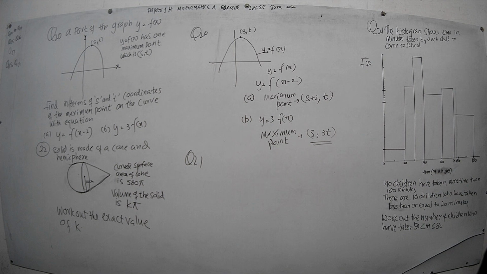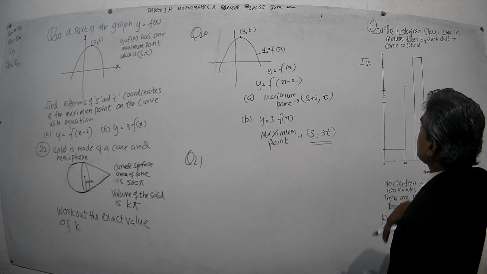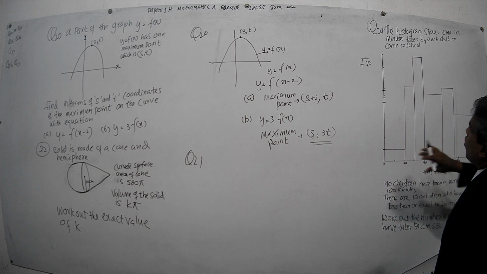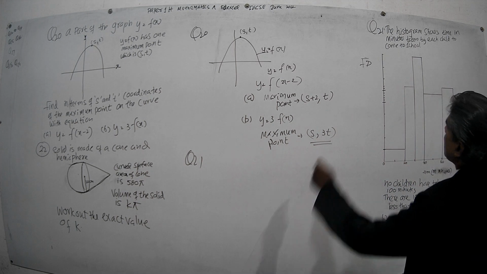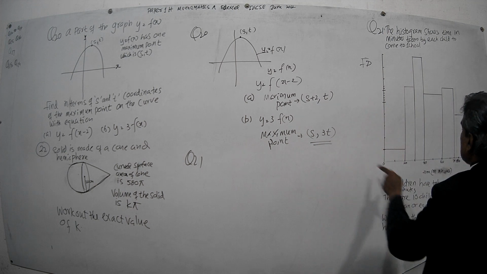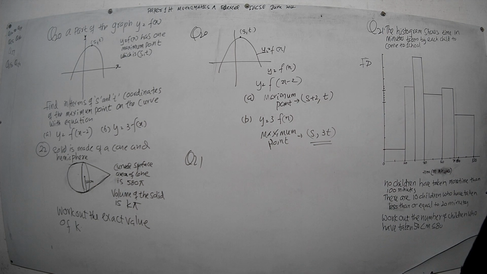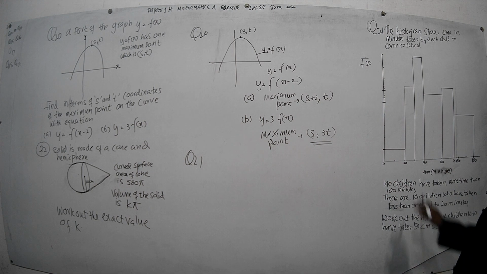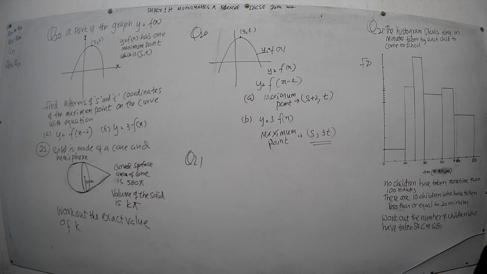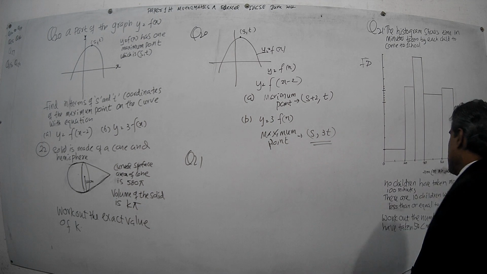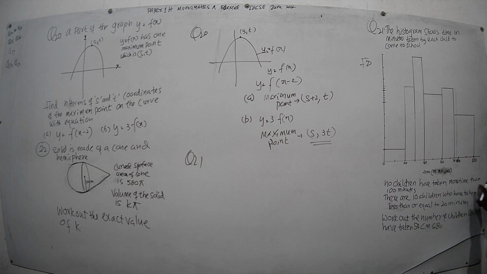Then this one is the frequency density, because a histogram is always drawn between the frequency density and the class width of the class intervals. Here the class represents time, so the class width will also be in time. They say FD is frequency density. Say no children have taken more time than 100 minutes, then there is no part of the graph beyond 100 on this side.